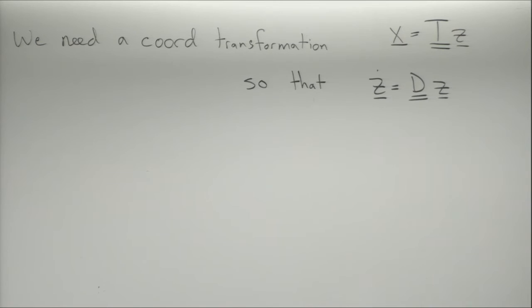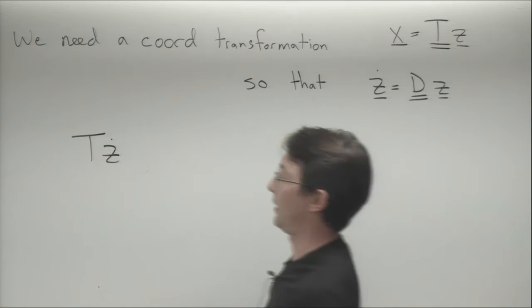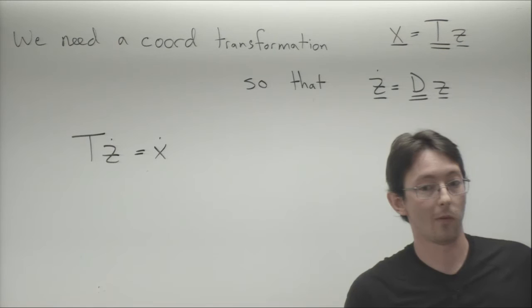Does that make sense? So we want the special coordinate transformation T so that our dynamics in z are diagonal, and we're going to derive conditions on what that T has to look like. Okay, so this is the fun part. x dot equals T times z dot. T is just a matrix. z is our variable, the thing that can change. So T z dot equals x dot, and what does x dot equal? A times x. Good.